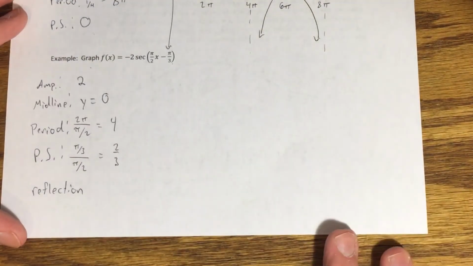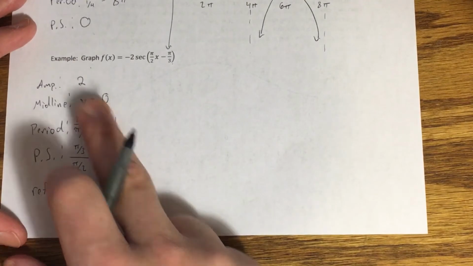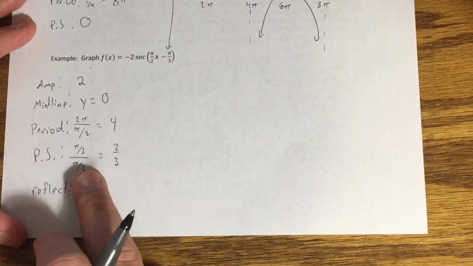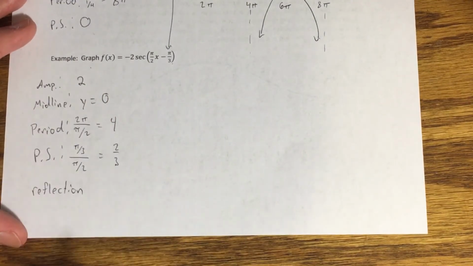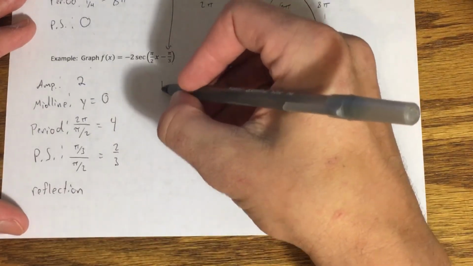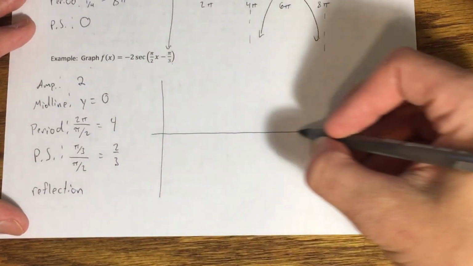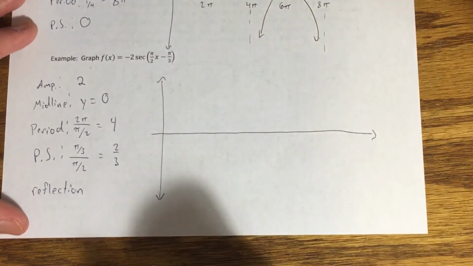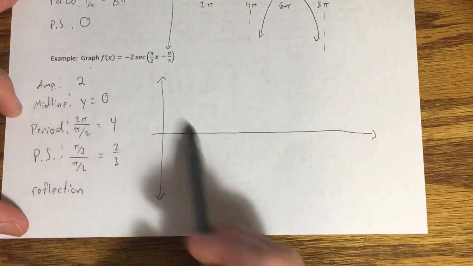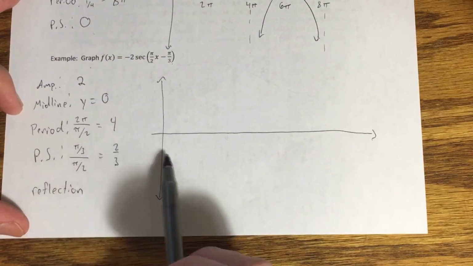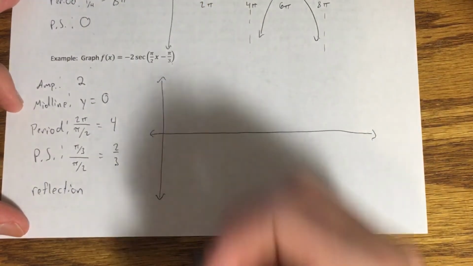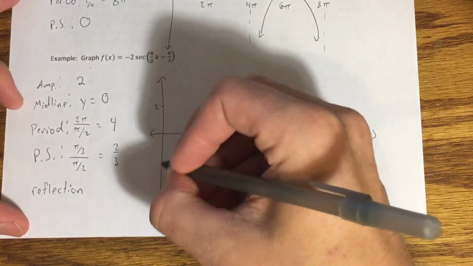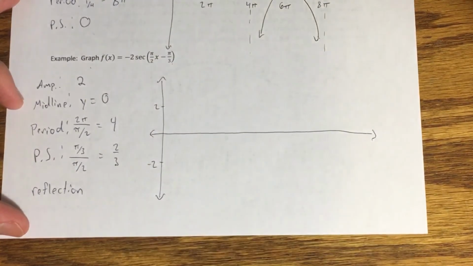So putting all of this together, midline is 0, amplitude is 2. I can see that my phase shift is positive and the period is 4. I'm going to need a lot of space to the right of my y-axis this time. So let's get some of this down. The midline is the x-axis because it's y equals 0, so I'm not going to draw that. Amplitude is 2, so I'm going to go up 2, down 2.